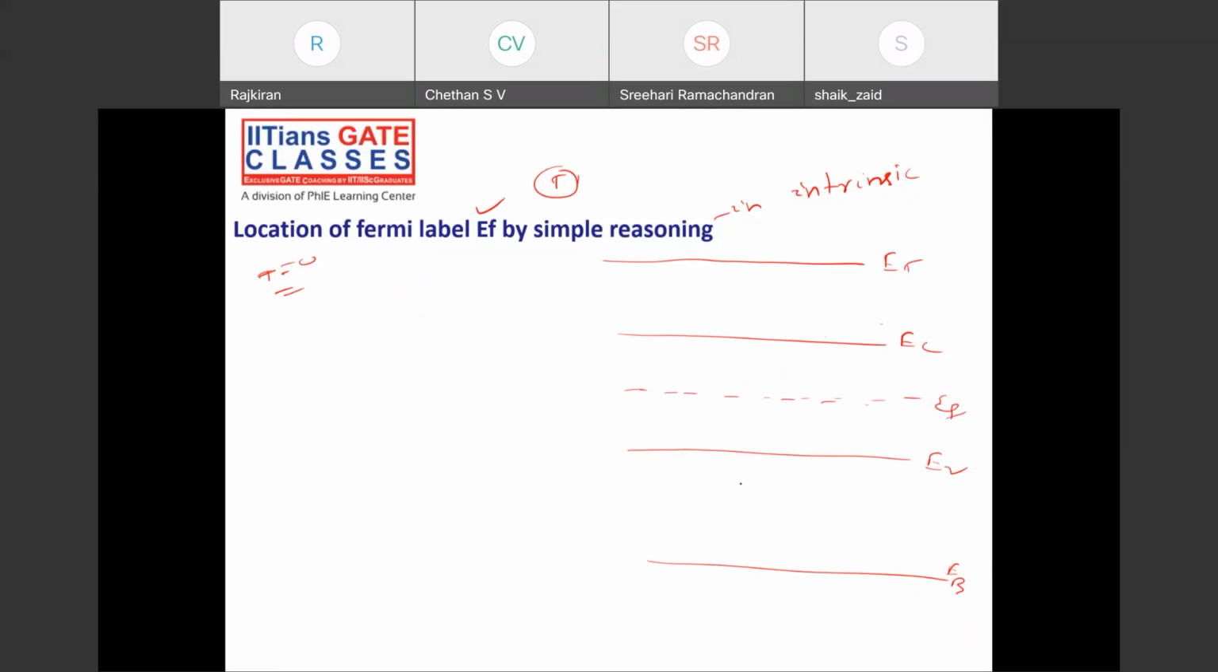Clear. And if it is clear, now you should tell me: why can't it be towards, say, the conduction band? In the middle of the energy gap, can it be towards Ec? Is this position possible?